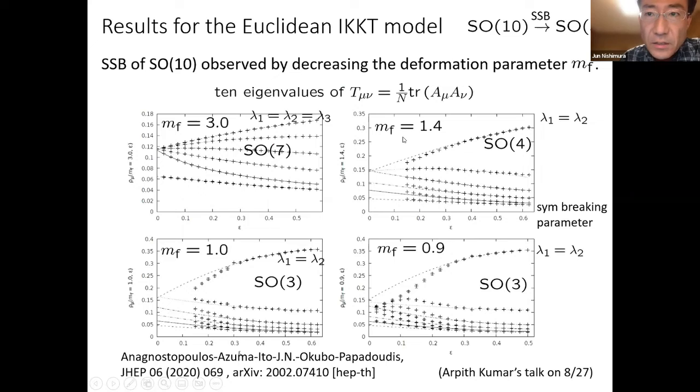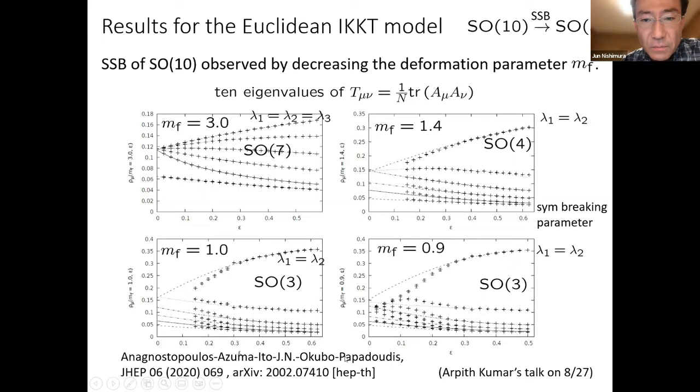and now we can really use it to study this model. And this is the result of the complex Langevin method applied to the Euclidean IKKT model. I'm not going to explain all the details, but we have to introduce some deformation parameter in the fermionic action, and eventually we have to send m_F to 0, which is the supersymmetric point. But if you start from a large deformation parameter, you have SSB of SO(10) to SO(7). By decreasing this deformation parameter, you obtain smaller and smaller groups, and eventually at the smallest m_F that we can achieve, we get SO(3) symmetry only.